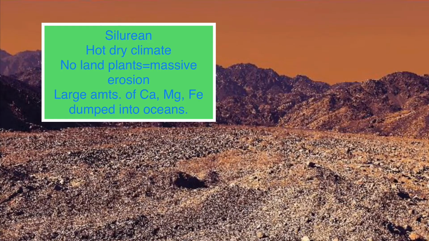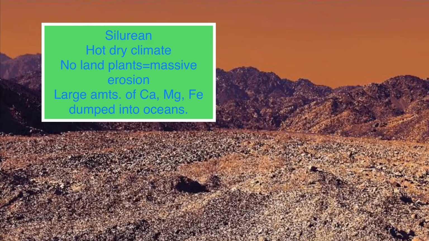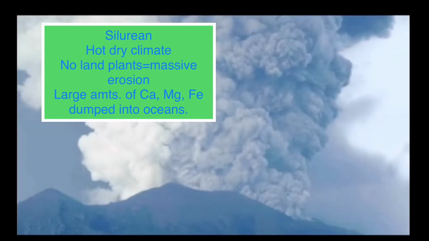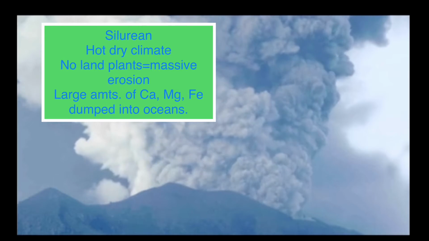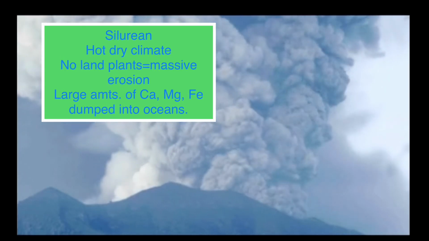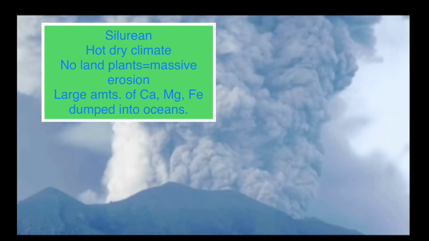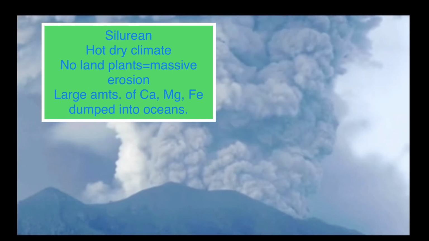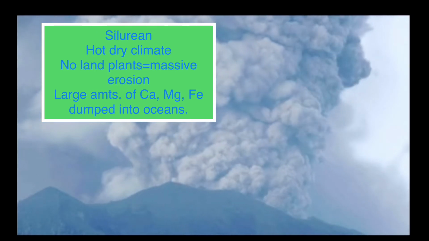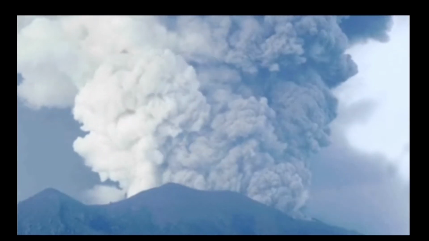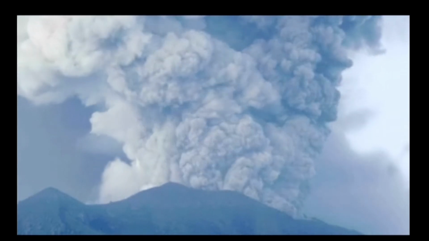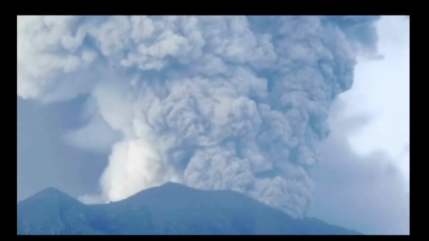Absolutely no plants existed on Earth, so erosion was tremendously massive. Not only that, but the tectonic orogeny volcanoes had erupted out billions and billions of tons of calcium, sodium, magnesium, iron, and sulfur onto the land, and it all drained down into the oceans, making an element soup.